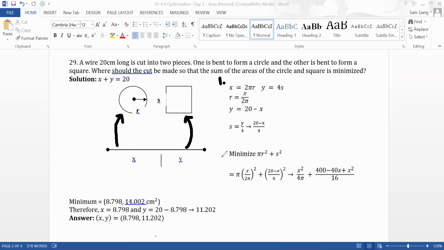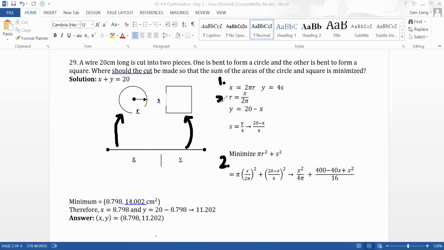Here's step number 2. I'm going to minimize pi r squared plus s squared. This is what I have to minimize, the sum of the areas of the circle and square. But the problem here is we have 2 variables, r and s. So I need to rewrite everything in terms of one variable. The way I'm going to do that is I'm going to rewrite everything in terms of x.